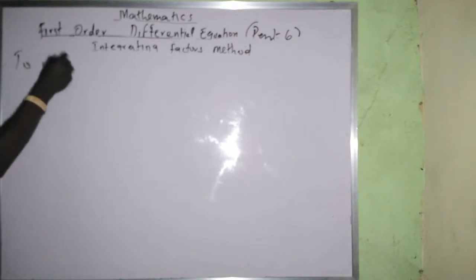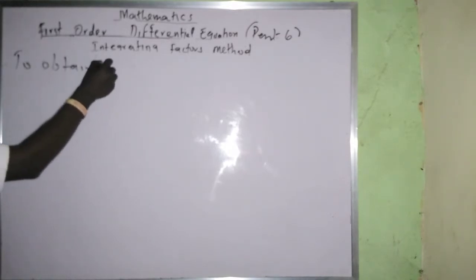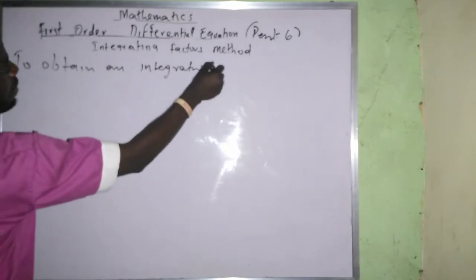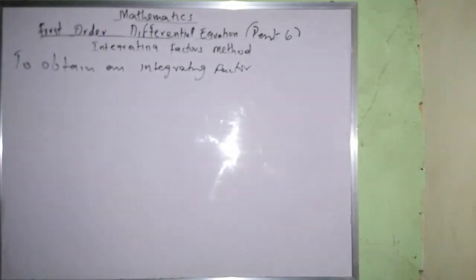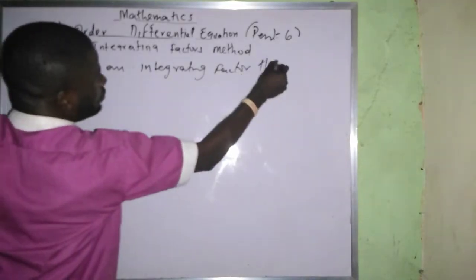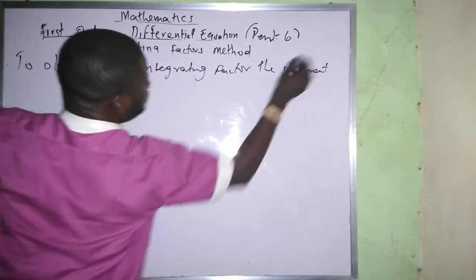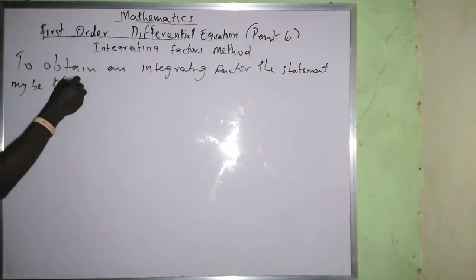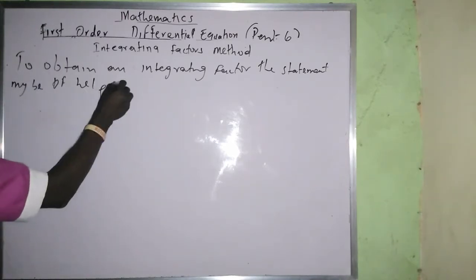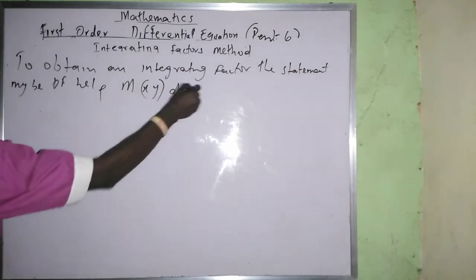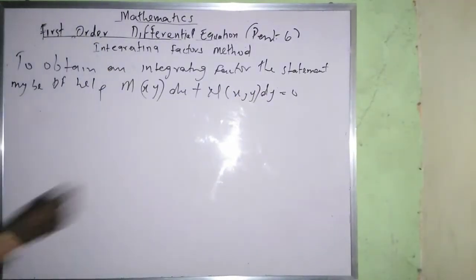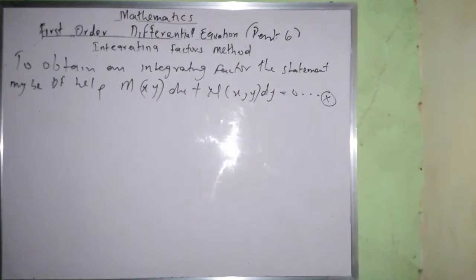To obtain an integrating factor, the following statement helps, by the help of M(x,y)dx + N(x,y)dy = 0. Now, let me call this equation star.